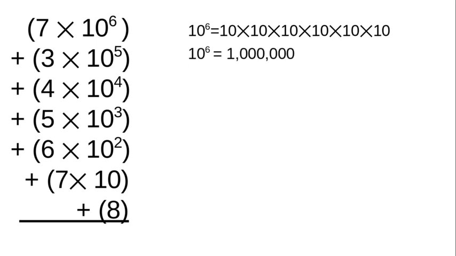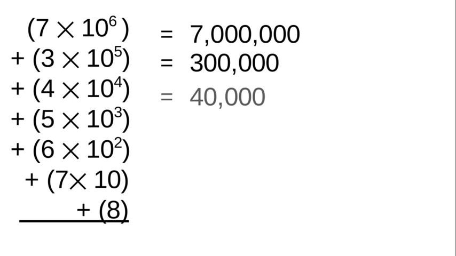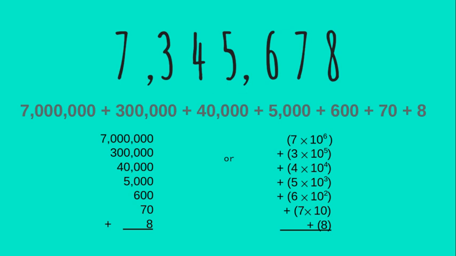All right, but how do we solve it? Well, 10 to the power of 6 is just 10 times 10 times 10 times 10 times 10 times 10. And when we multiply it out, we get 1 million. And if we multiply 7 by a million, we get 7 million. Let's see what happens for everybody else. 7,300,000, 40,000, 5,000, 600, 70, and 8. And that's how we get our expanded form for whole numbers.